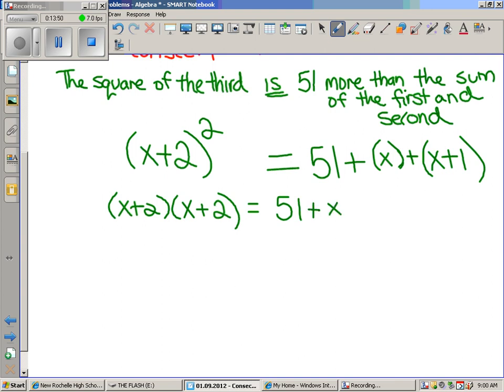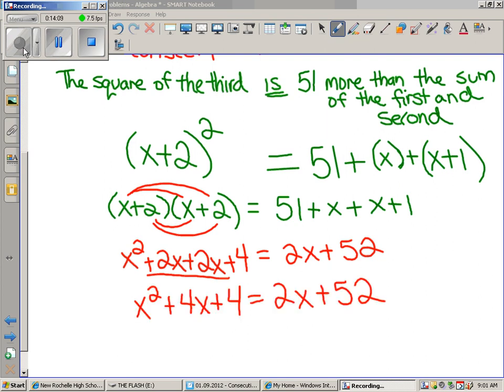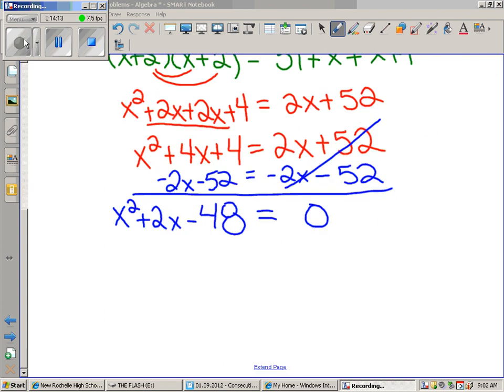This is just 51 plus x plus. I'm going to FOIL this out. I'm just not going to use the computer because it takes too long. Now we're going to combine like terms. Now we're going to set it equal to 0 and solve. We set it equal to 0.